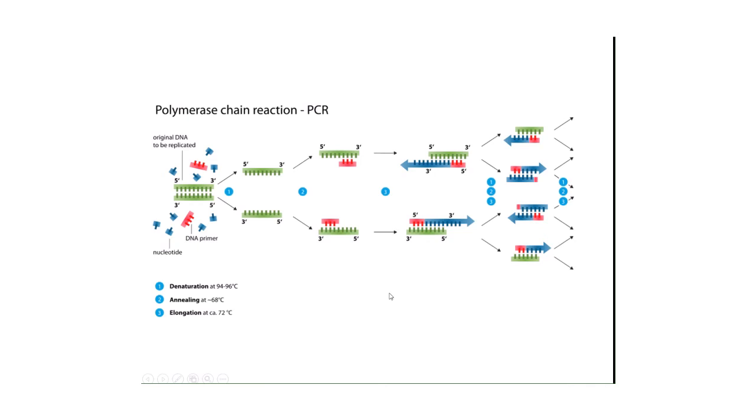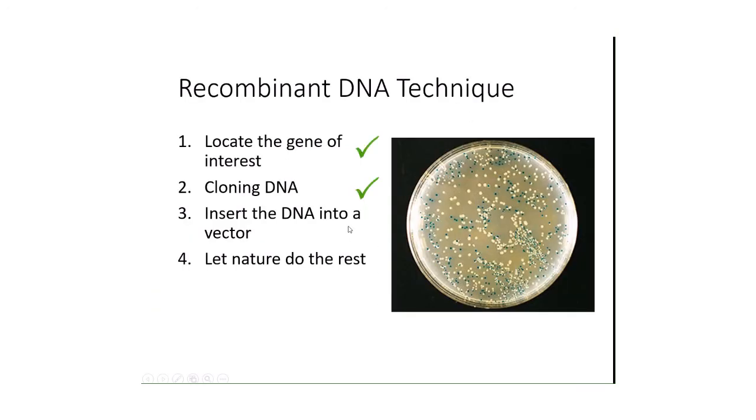But the key point here is PCR is a way to clone a short segment of DNA, and we can do it in a very short period of time. So in our journey to create the recombinant DNA, to hijack the bacteria's machinery to mass produce a particular protein, we located the gene of interest, the insulin in this case. We cloned the insulin gene using PCR. Now it's time to insert that DNA into a vector.